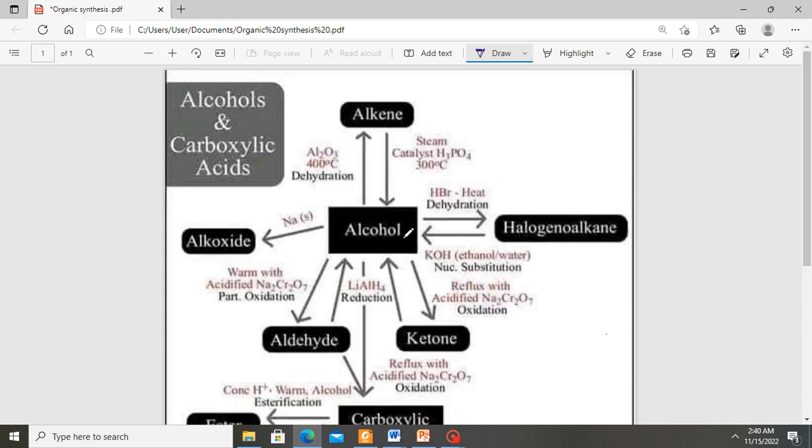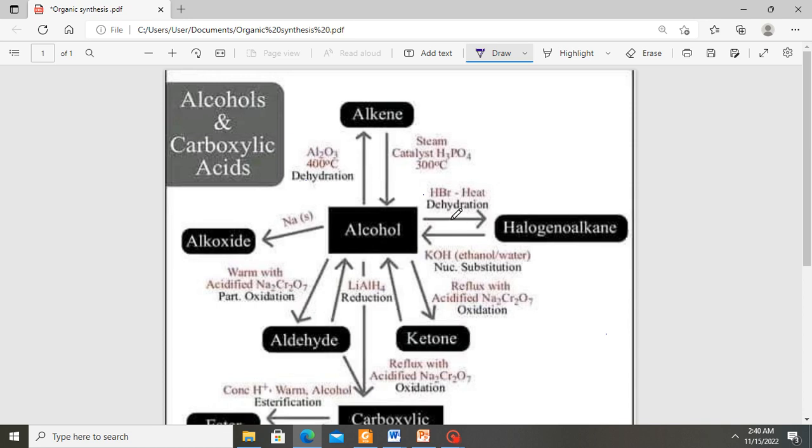Let's look at the one that exists between alcohols and haloalkanes. So haloalkanes are basically alkanes in which one of the hydrogens has been replaced by a halogen. So you can convert an alcohol to a haloalkane by reacting it with HBr, after heating. So if you heat, you tend to replace the hydroxy group of the alcohol with the Br, or if it's HCl or HI or any other hydrogen halide, the halogen portion replaces the OH group of the alcohol and forms the corresponding haloalkane.